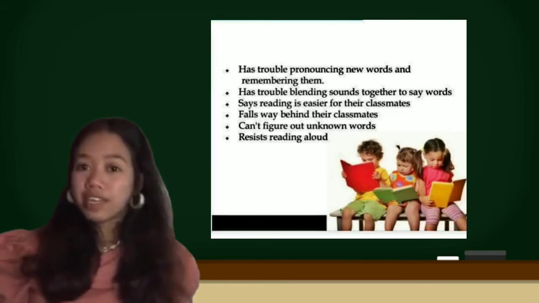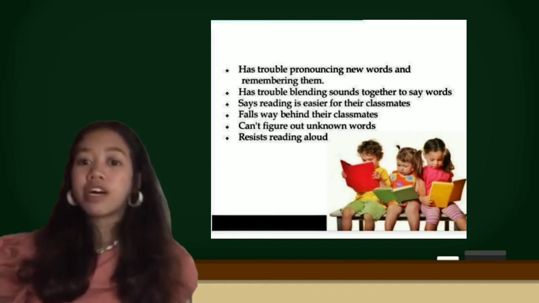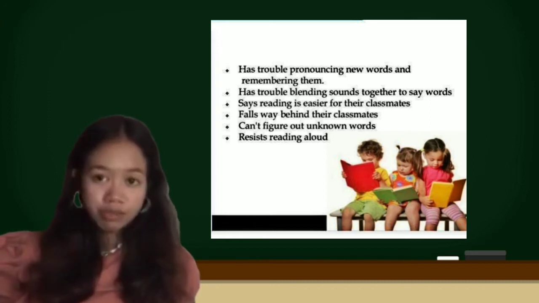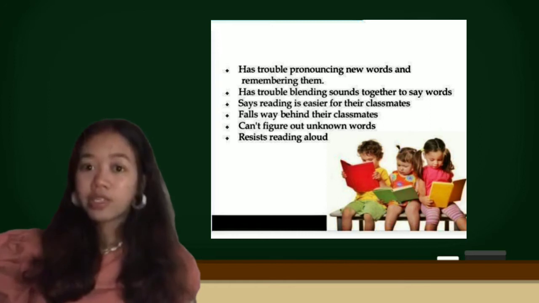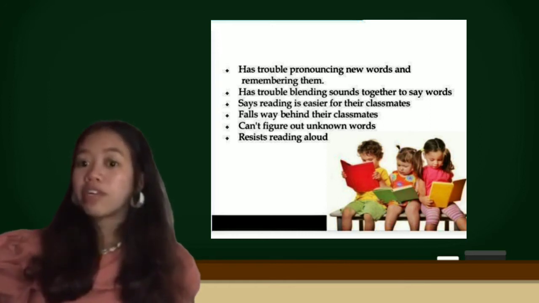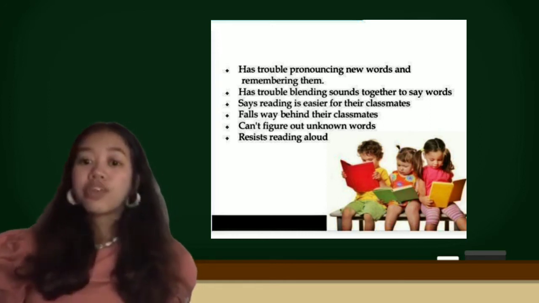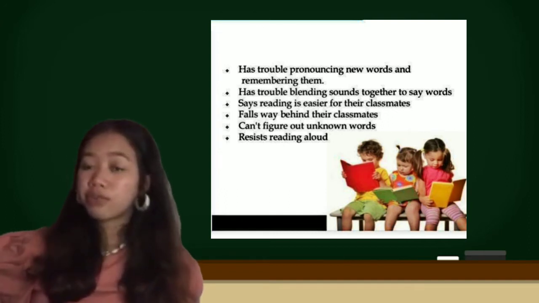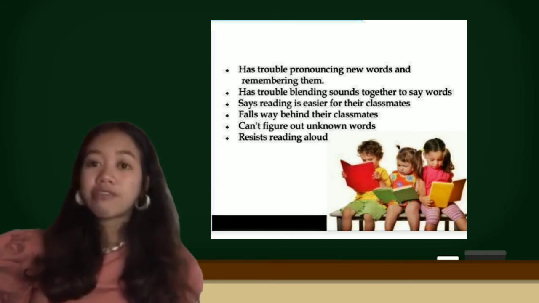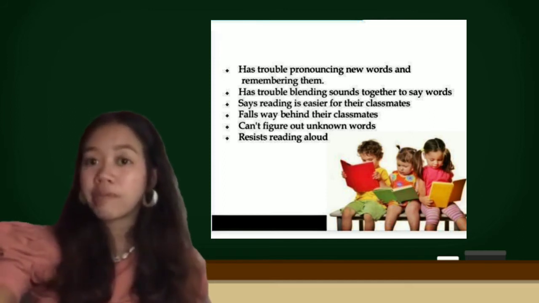The fifth one is has trouble pronouncing new words and remembering them. So the child is having a hard time pronouncing a word and has difficulty remembering it. And the sixth one is has trouble blending sounds together to say words. So they are having trouble blending sounds together to say words because they lack phonemic awareness skills. And the seventh one is says reading is easier for their classmates. So it is when the child starts saying reading is easier for their classmates because they probably have not yet developed a strong reading ability.